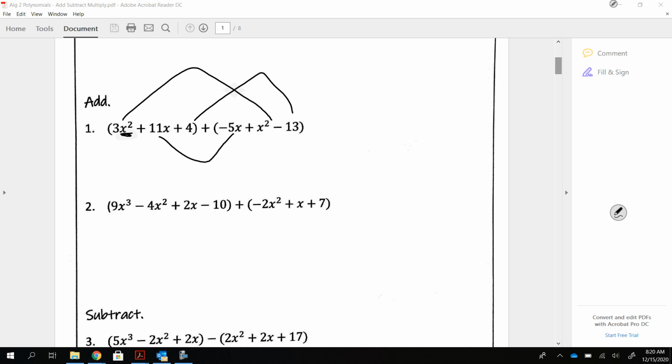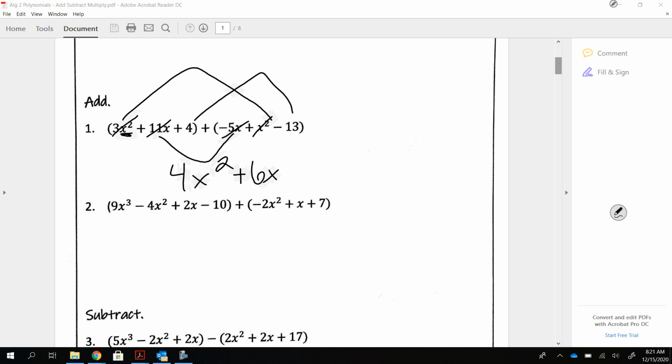3x squared plus x squared is 4x squared. All right, so that's done and that's done. 11x minus 5x is a positive 6x. That's done and that's done.